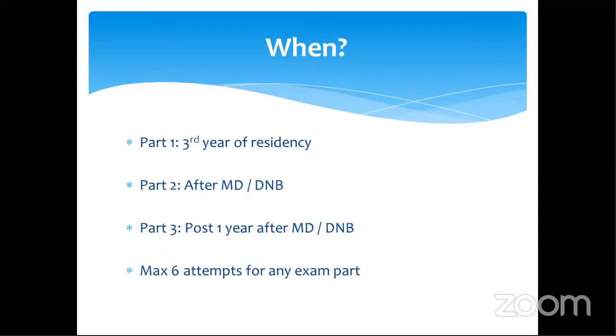Part one, it's good if you give it in the third year of residency, if you time it so that you are able to complete your physics and anatomy before your final MD or DNB exam. The physics which you read for FRCR will definitely make the physics of your MD or DNB exam much easier. You don't have to read anything separately for the MD exam. So the ideal time, I would say, is to aim to give it in third year.